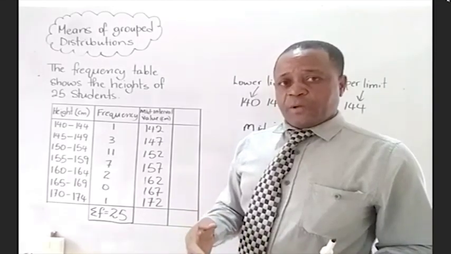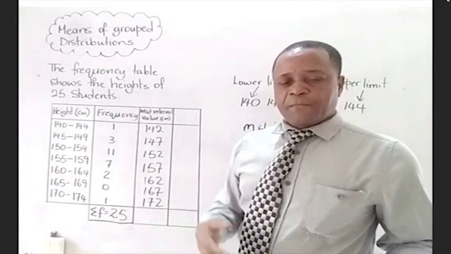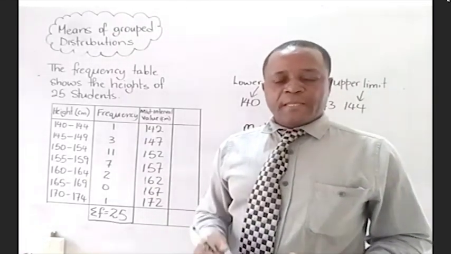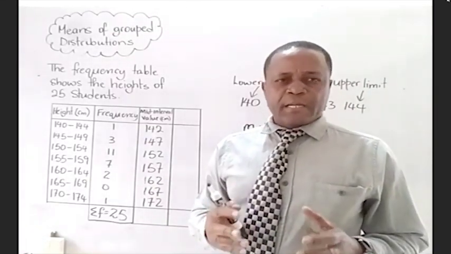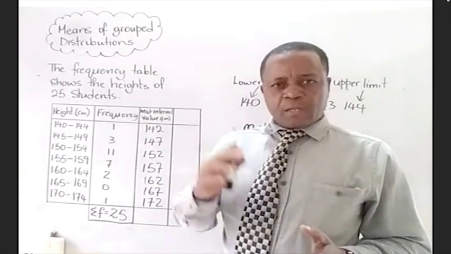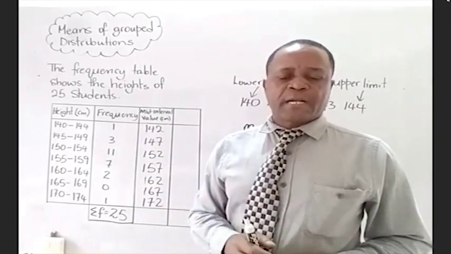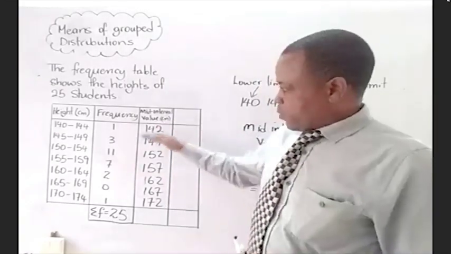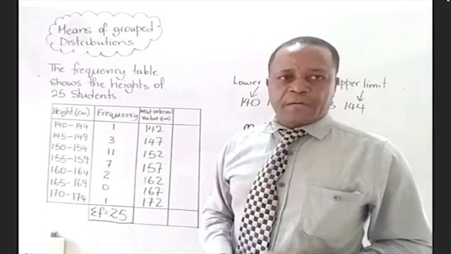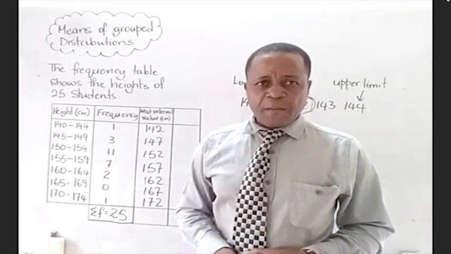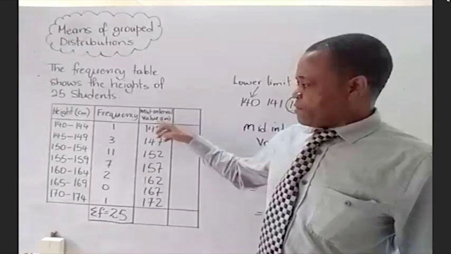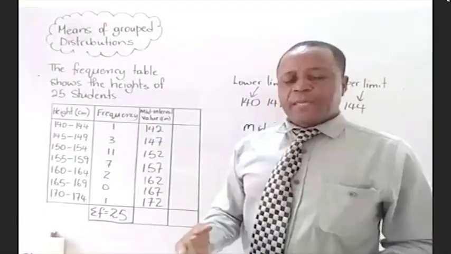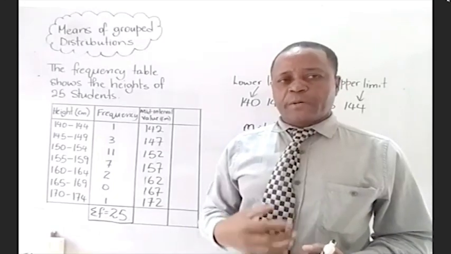I can tell you, however, it will not be far off, because if you have done approximation before, you know that approximation is like an intelligent guess, something close to the exact amount, maybe a little bit above or a little bit below. So we're actually doing an estimation here. Now, because we have the mid-interval values representing each group, we can go ahead and do our calculation.